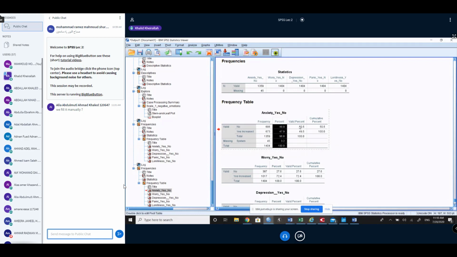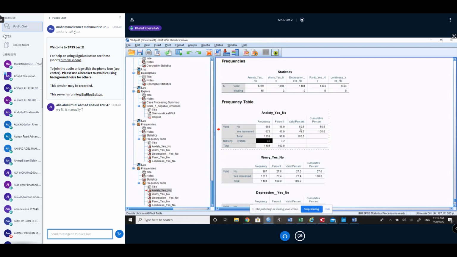We actually report these percentages. So those who reported to have increased level of anxiety were almost half of the participants, 49.5%, and the total number is 1359. I'm not dealing with the whole sample anymore. I'm just dealing with 1359, which gives an indication that there are 45 cases missing.